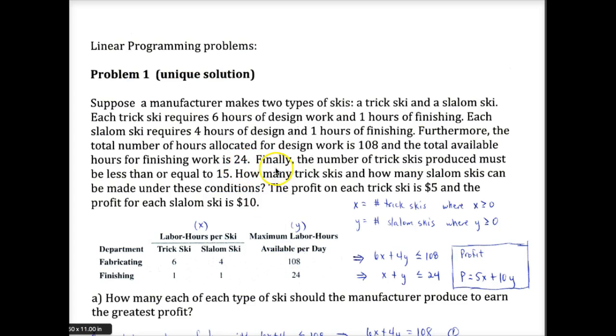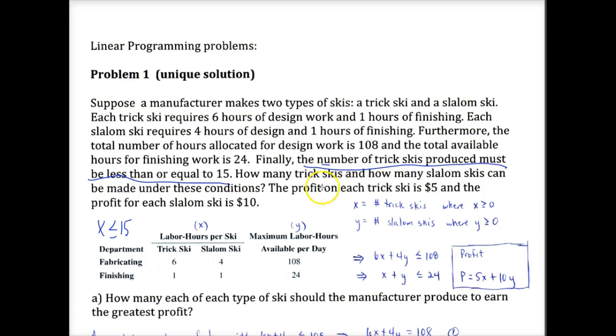So now we also know that the final number of trick skis produced must be less than or equal to 15, okay? And so we want to know how many trick skis we are going to allow. So this phrase here, the number of trick skis produced must be less than or equal to 15, is what we call a constraint, okay? And so with that, we know that we're going to have to consider that in our solution. So x has to be less than or equal to 15, okay?